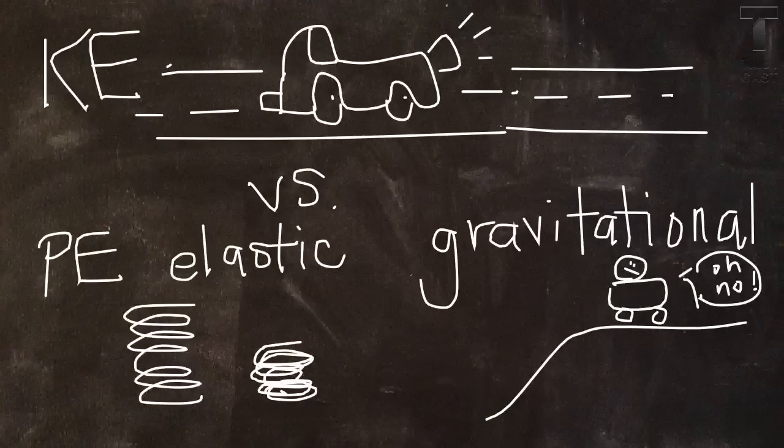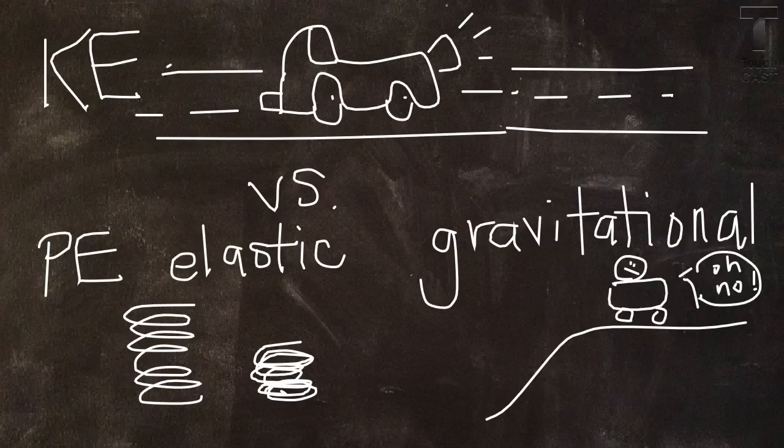So what exactly does that look like? Well, let's take a look at this drawing. KE, from now on, is going to stand for kinetic energy, and PE is going to stand for potential energy. I've drawn two sets of pictures for you. For the KE, I drew a car driving on the road, because kinetic energy is dealing with the energy of motion. The car is in motion, therefore it has kinetic energy.